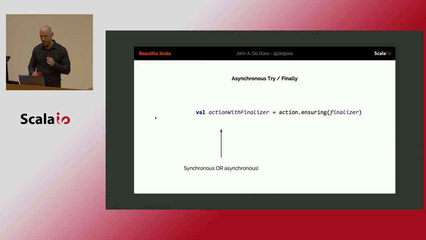And ZIO gives us a method called ensuring that works with either synchronous or asynchronous actions. So now you have try finally, but across async regions of your code. In fact, even your finalizer could have async regions.